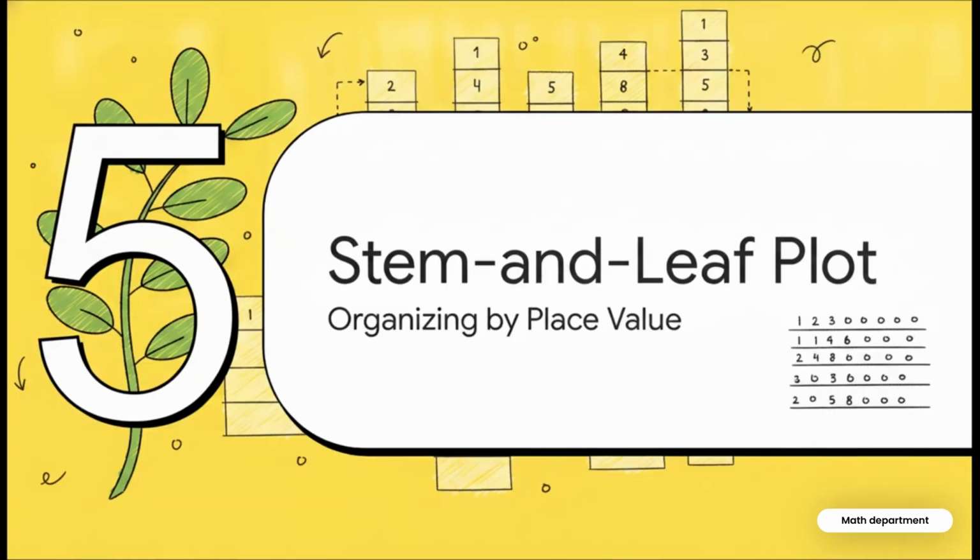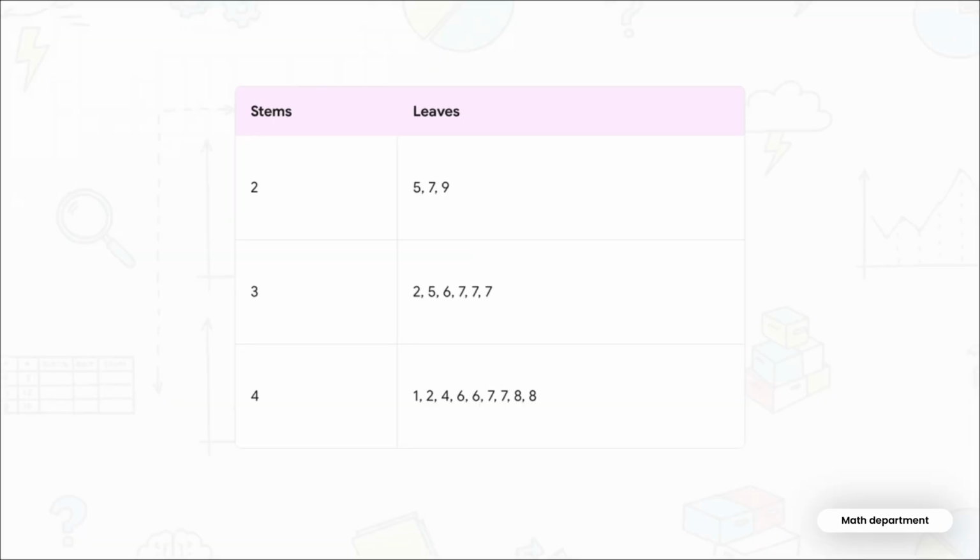Beautiful! Section 5. The stem and leaf plot. Organizing by place value. This is honestly one of my absolute favorites. Imagine we're tracking the ages of parents at a school meeting. We can literally slice those 2-digit numbers right down the middle. We put the tens digit on the left under stems and the units digit on the right under leaves.